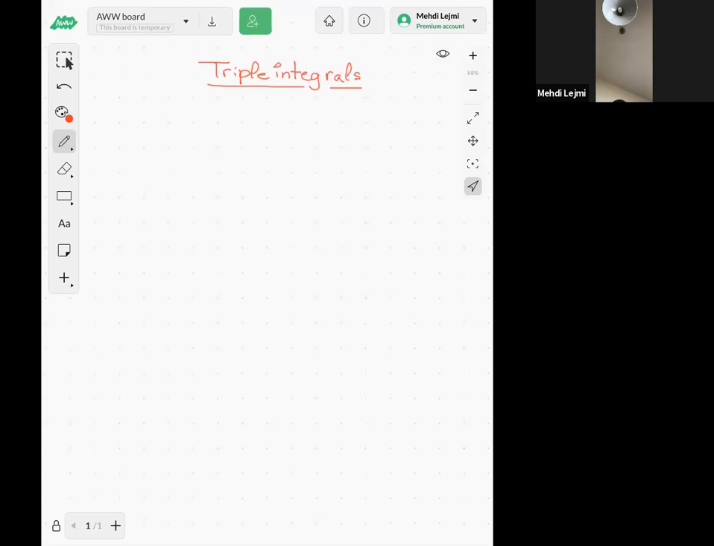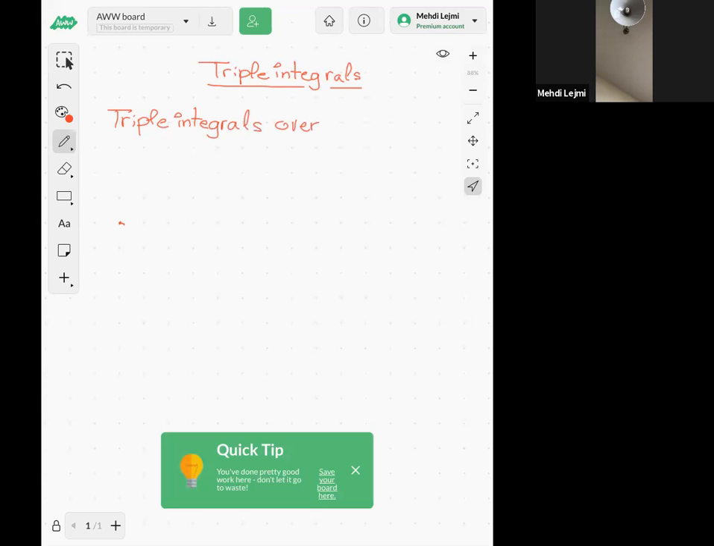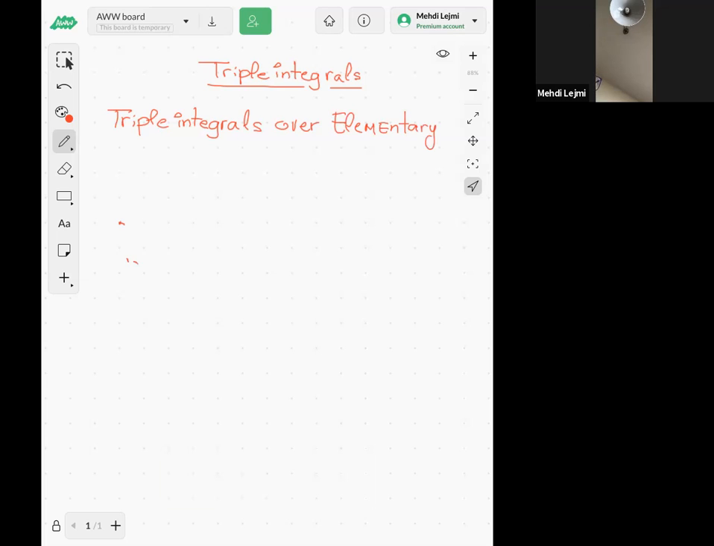Yeah, so I was saying we're going to extend triple integrals over rectangles to triple integrals over elementary solids in the space, right?